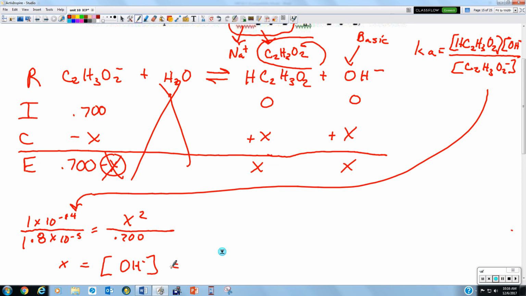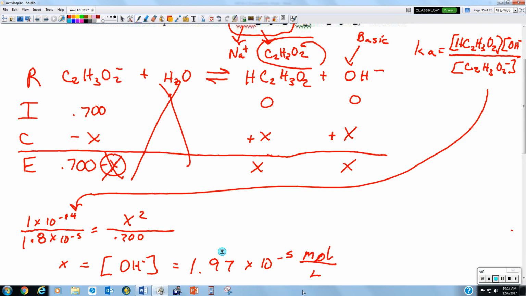Yes, Kw is the constant for water. Water is considered to be the neutral substance, so acid times base on that is going to equal 14. 1.97 times 10 to the negative 5. All right, so that's our x, and that is a concentration, that is mole per liter.